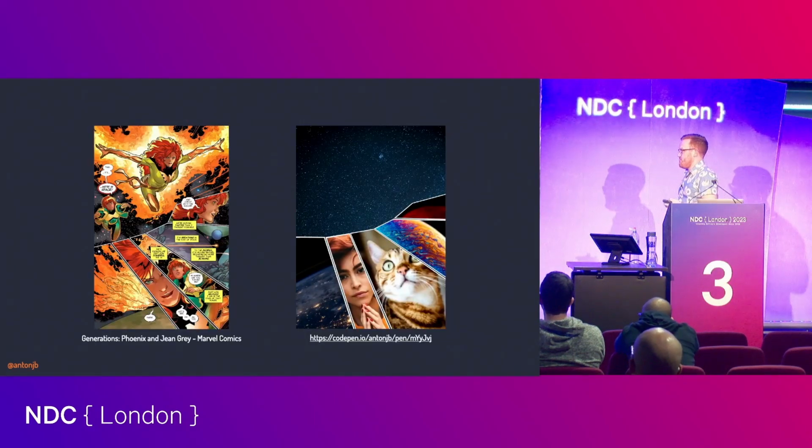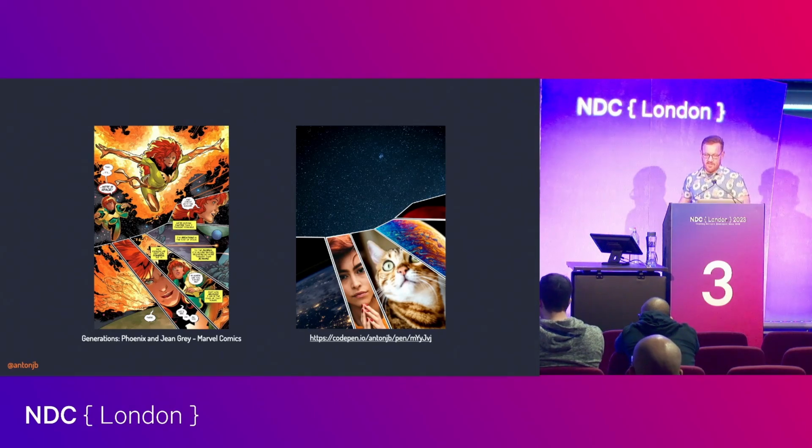For comics, boxy layouts started to change in the modern age of comics. Characters broke out of their boxes and the storytelling evolved with them. This is a nice example from Phoenix and Jean Grey, and importantly, the web recreation next to it. So it can be done on the web.